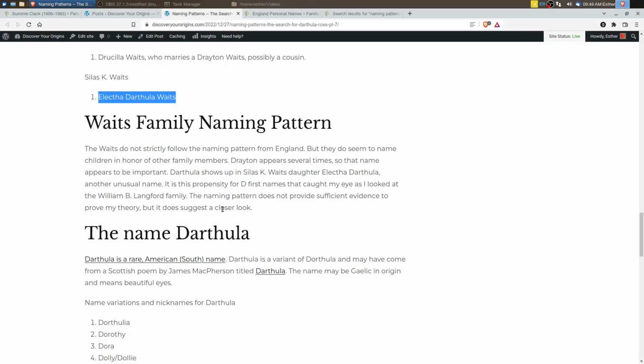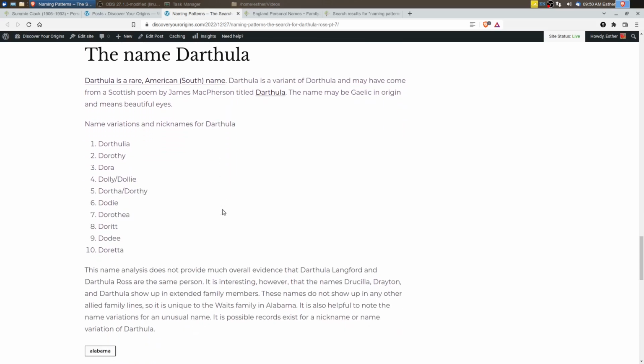And so this makes me think that there is a connection between Darthula, maybe Darthula Ross, and the Waite family. And so it lends evidence or suggests that there's a connection, and that the DNA research that I'm doing to try to understand my DNA matches may be legitimate. So the name Darthula is a rare American name. It's a variant of Darthula and may have come from a Scottish poem by James Macpherson titled Darthula, and I have a link to that in my blog article. The name may be Gaelic in origin and means beautiful eyes.